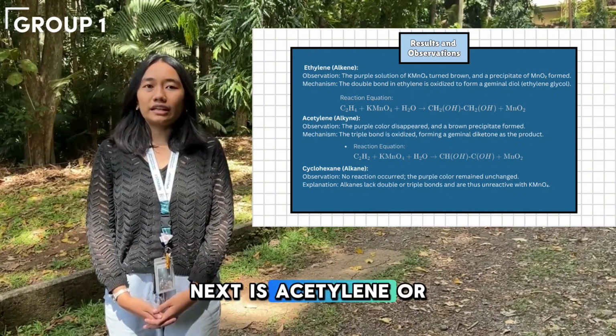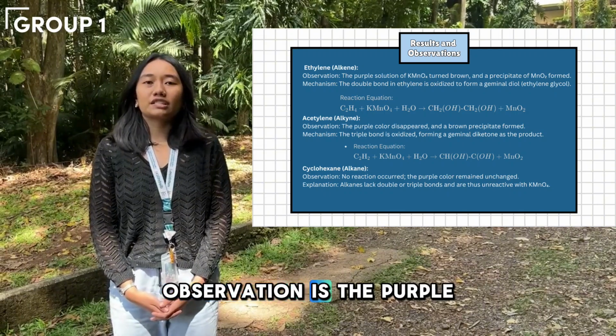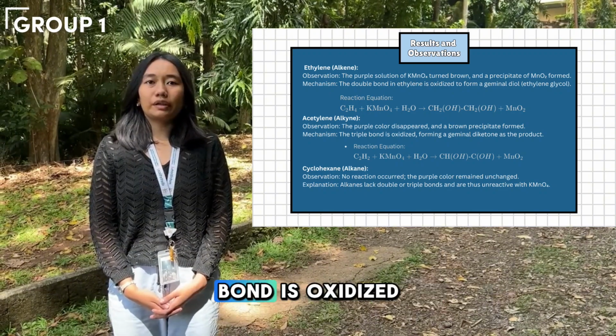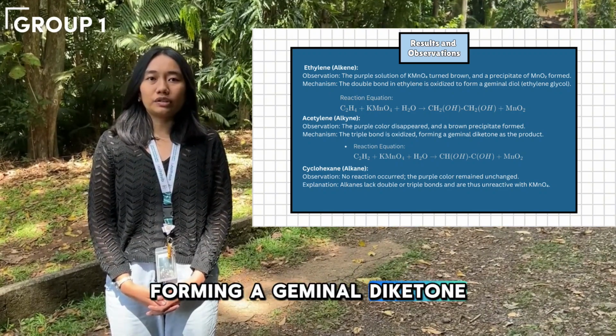Next is acetylene, or alkyne. The observation is that the purple color disappeared and a brown precipitate is formed. The mechanism is that the triple bond is oxidized, forming a geminal diketone as the product.